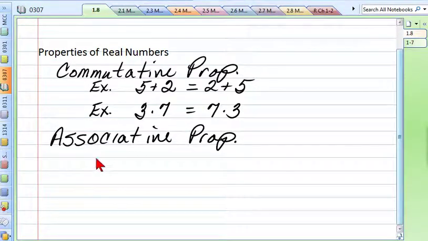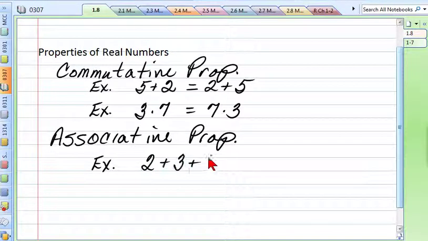Example, with addition. Suppose I have 2 plus 3 plus 7. If I group or associate the 2 and the 3, do you remember good old Aunt Sally? Please excuse my dear Aunt Sally. She would say, do what's in parentheses first. 2 plus 3 is 5. 5 plus 7 is 12. And it works out.